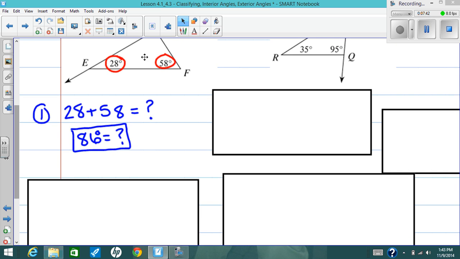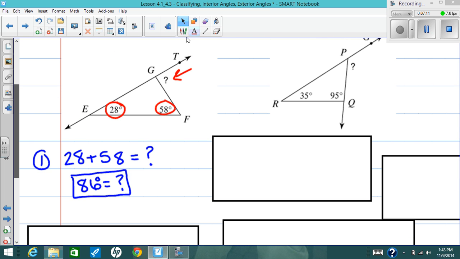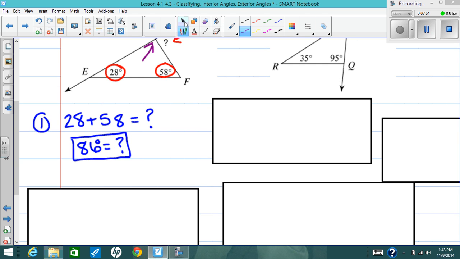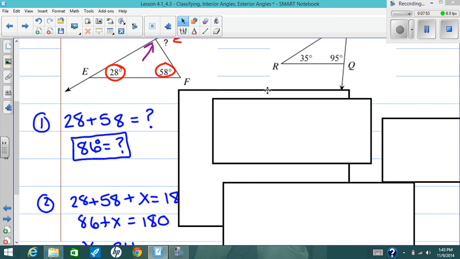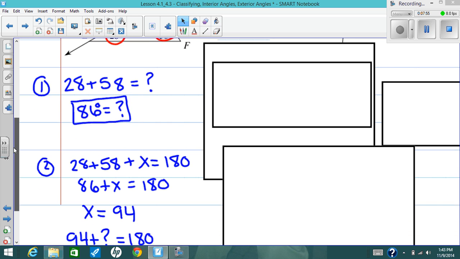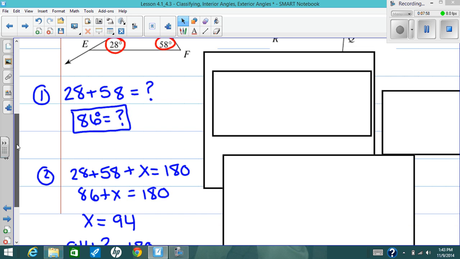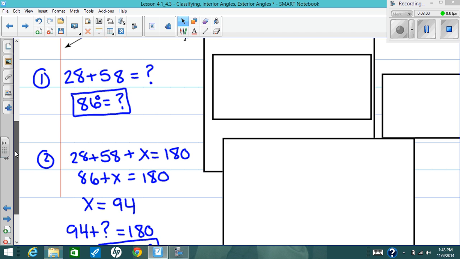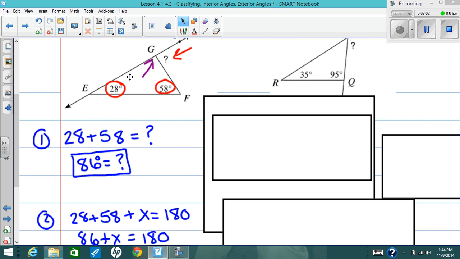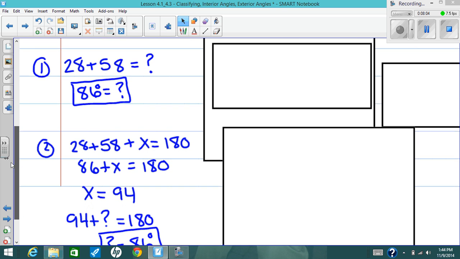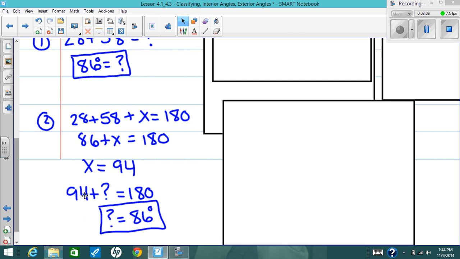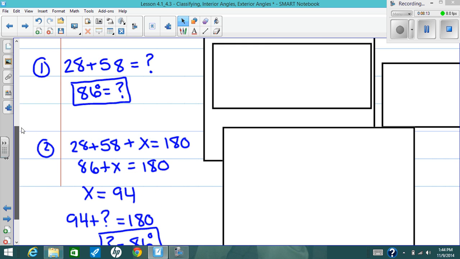I can also find the missing interior angle, and then that's a linear pair with the one I'm looking for. So I can do 28 plus 58 plus x like I did on the interior angle problems. Find out that this angle that I've pointed to in purple is 94 degrees. And then 94 plus the one we're looking for should equal 180. Either way, you get 86 degrees for that angle.